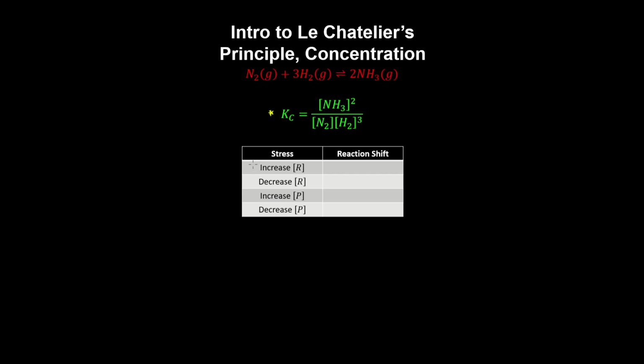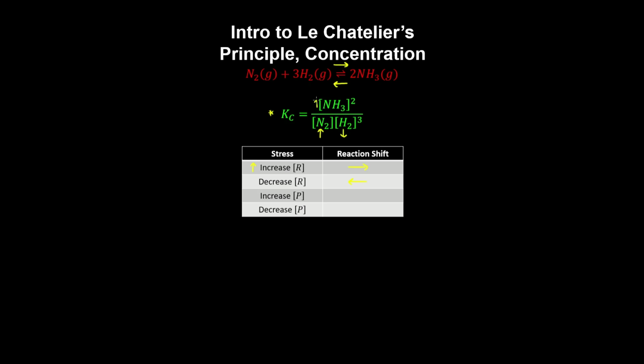So in this example, if we increase the concentration of one of the reactants, then the reaction shifts to the right to use up that added substance. And if we decrease the concentration of a reactant, then the reaction shifts in a direction to create that removed substance, which is to the left, or in the direction of the reverse reaction.